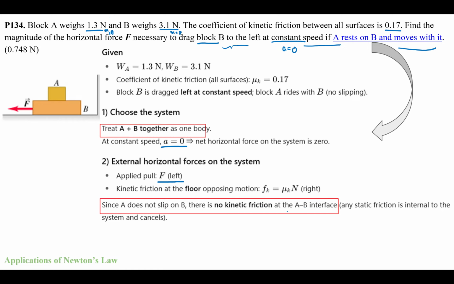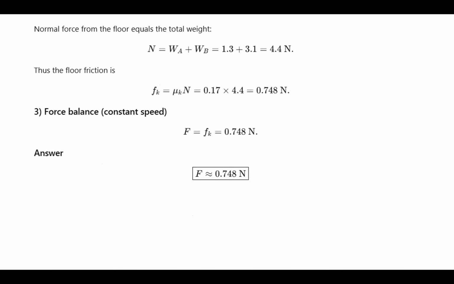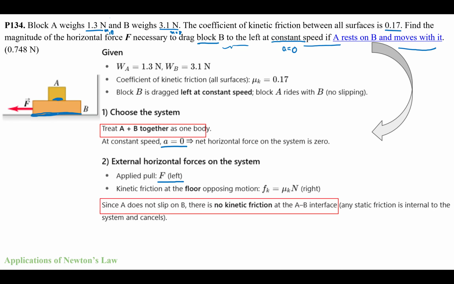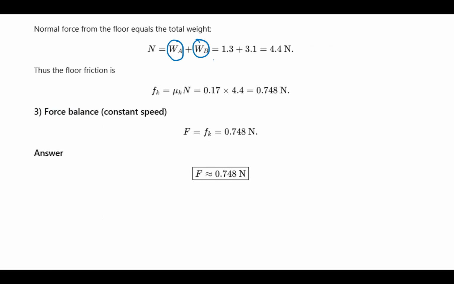Okay, such that we don't have to consider frictional force between A and B. The only thing we have to think about is this friction. Okay, and then the normal force on the floor is with these two weights, A and B, rolled together. And then the normal force is given by this one, and thus the floor friction is given by this one.